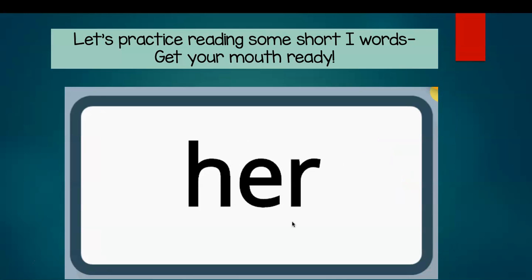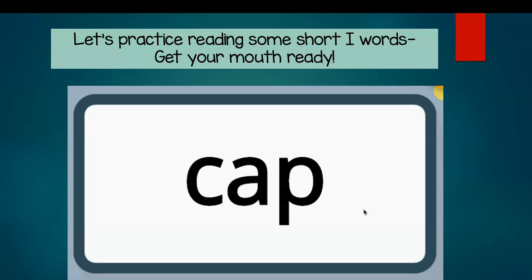Let's try this one. We had her. If we add magic E, now what word do we have? Right, this E says E now. Here. What about this word, cap? Let's add magic E. Now the A says its name, so it says A. K, ape. Are you remembering that magic E makes no sound? He's so magical.